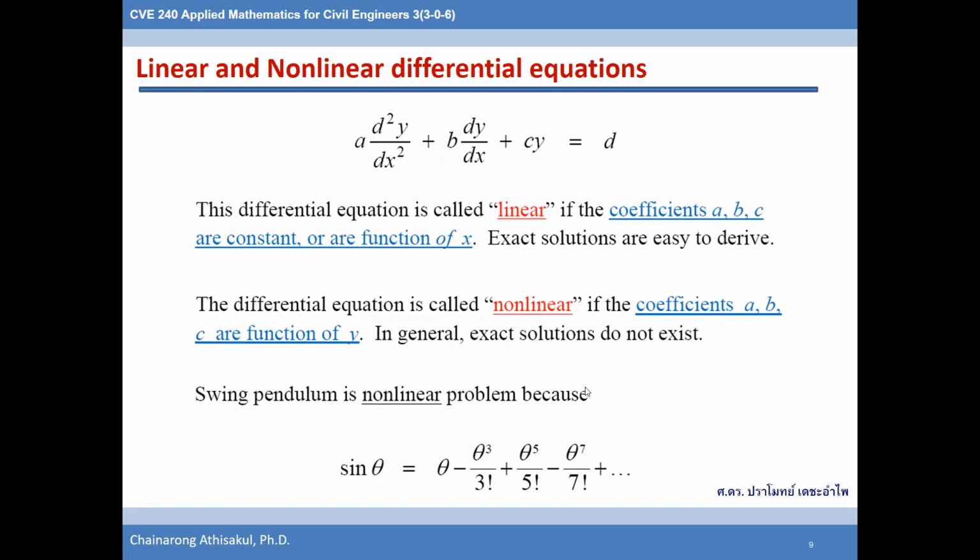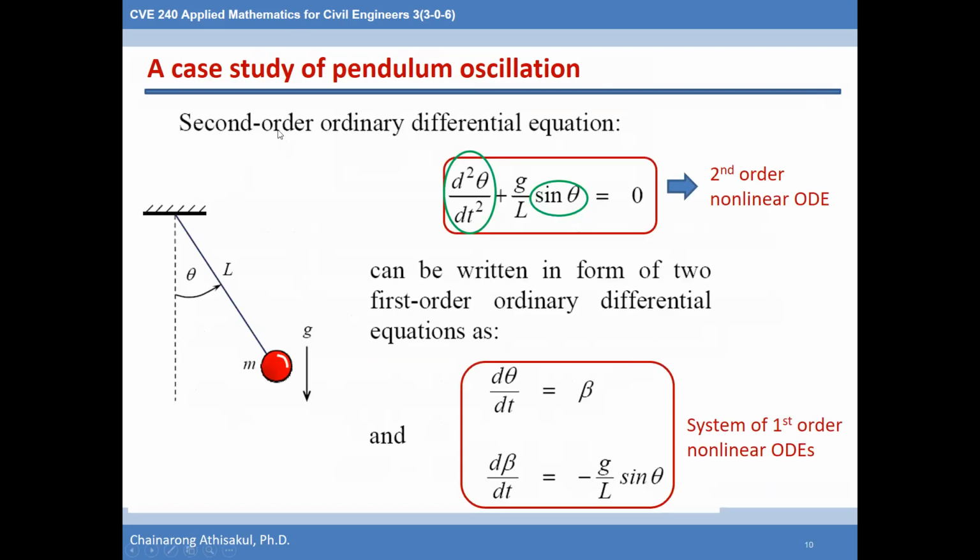So for this case, let's consider the example of the problem of a single swinging pendulum. For the pendulum oscillation, if we derive the equation of motion of the single pendulum like in this picture, we can form the second order ordinary differential equation like this equation. And you will see that this is the second order ordinary differential equation. Okay, and you see that we have the term sine theta.